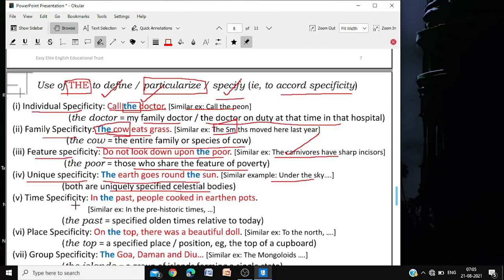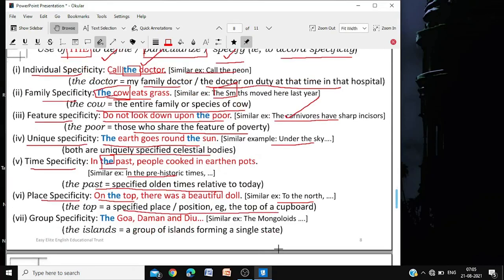Time specificity in the past. The past. Time is specified in the prehistoric times. The past is specified old time. Place specificity. On the top, there was a beautiful doll. To the north, the space is specified. The position in reference to something such as cupboard or almirah.